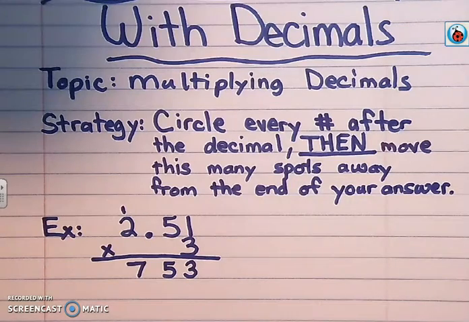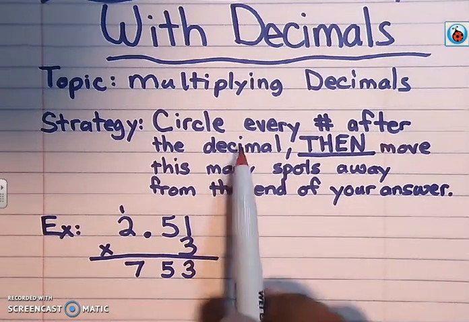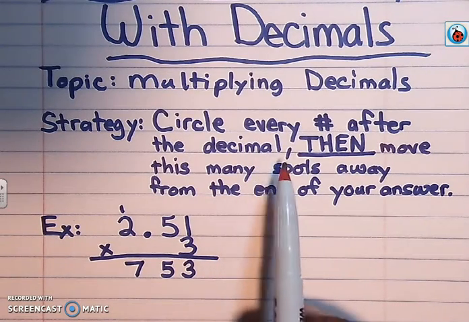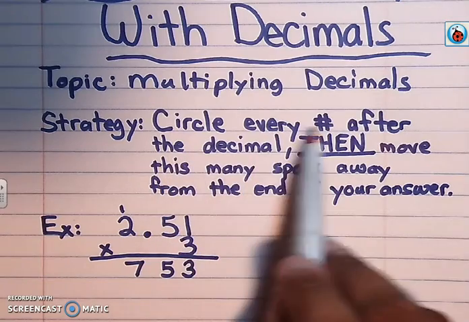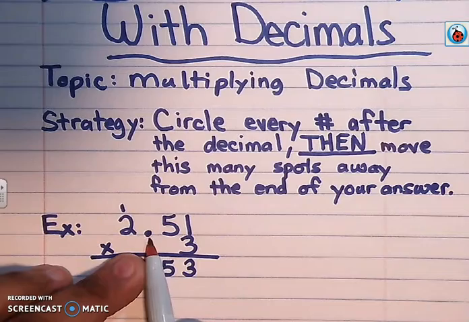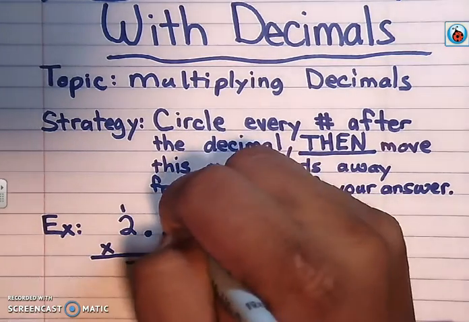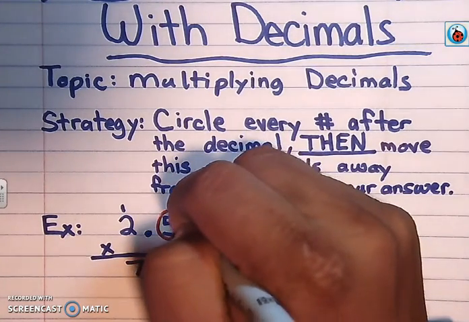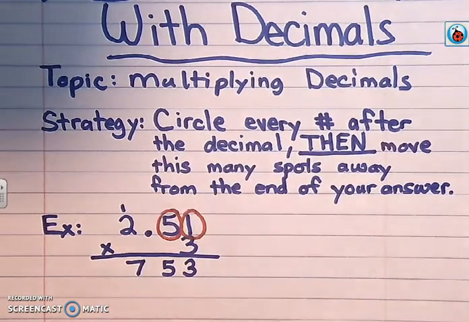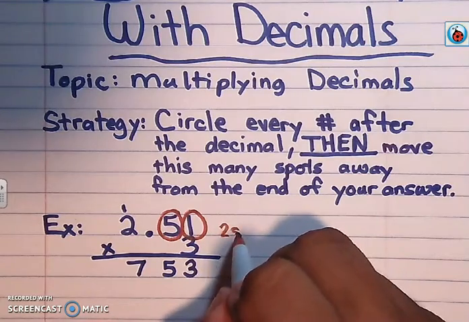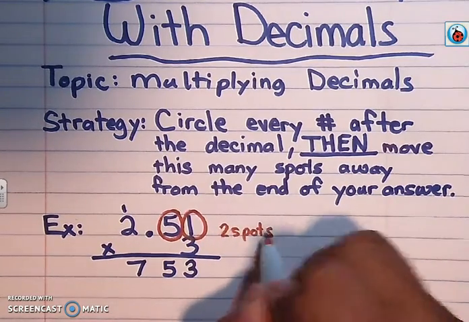So when we deal with multiplication, we're going to use this strategy up here. And if you use this strategy, you're going to end up with the right answer. It says circle every number after the decimal. So I look for that decimal, I see it right there. I'm going to circle every number after it. There's 1. There's 2. So there are 2 numbers after the decimal, which means that there are 2 spots.